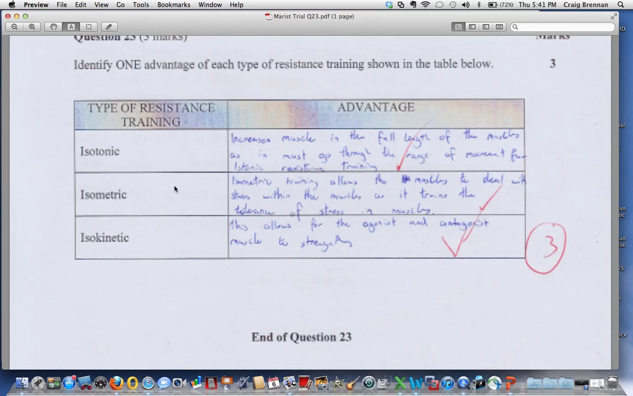And the final one being isokinetic. This allows for the agonist and the antagonist muscles to strengthen, because there's force through the whole range of motion. So that was some of the things there.